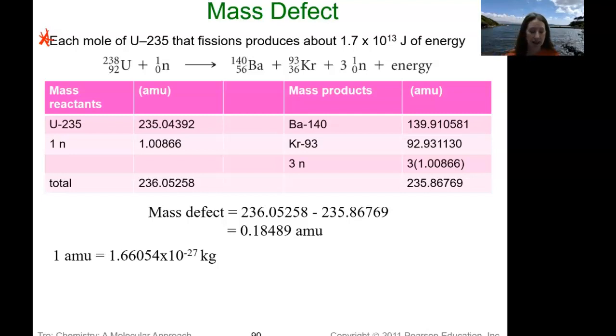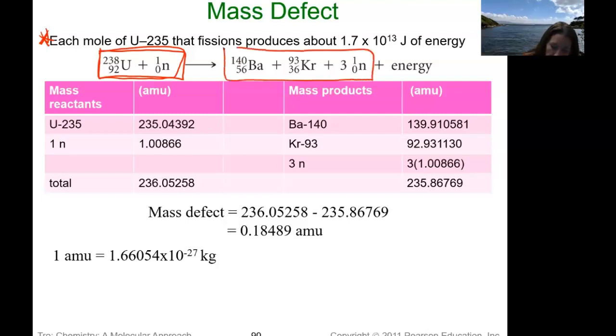So what we're going to do is take our reactants, right? Remember the law of conservation of mass: matter cannot be created or destroyed. We're going to blow that up right now. We're going to use Einstein. We're going to take the mass here, and compare it to the mass here, right? The law of conservation of matter says matter cannot be created nor destroyed. Therefore, we should have the same mass of our reactants and our products, right?